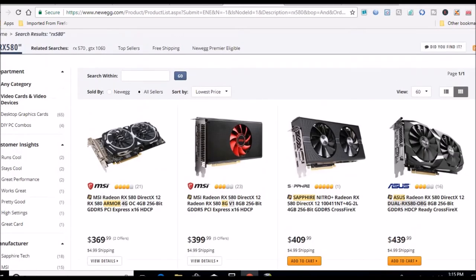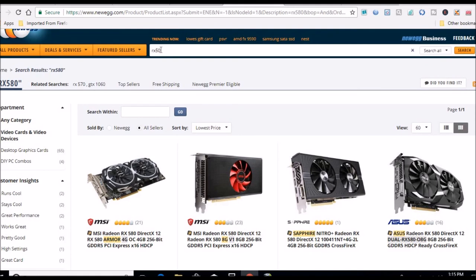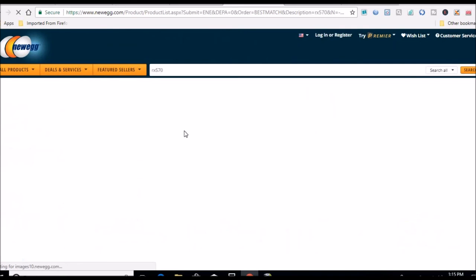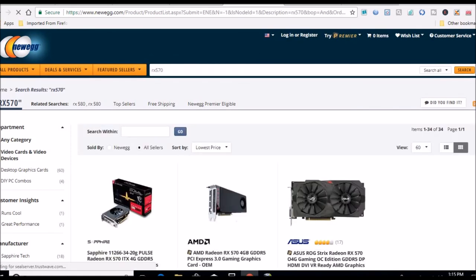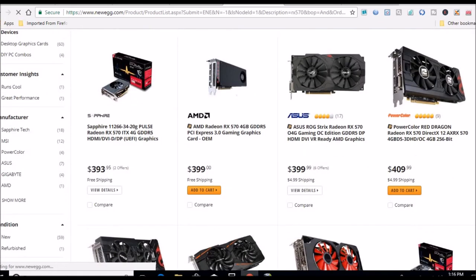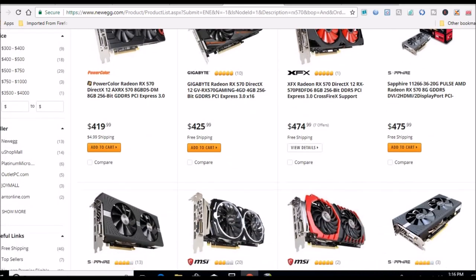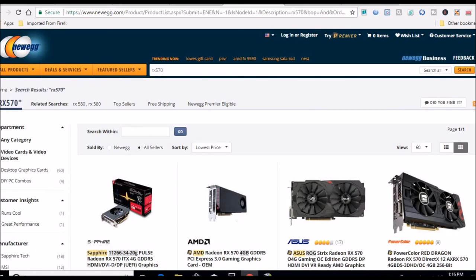So let me see what else we got on Newegg right here. Let's see what 570s we got real quick. All right, and we will sort it. I don't want to sort it by featured items. I want to sort it by the lowest price and see if there's any deals that'll pop up. 393. 570 4 gig, 393. I paid 359 for my 8 gig. And mine's a dual fan. So, not really seeing any deals here today, guys. So I guess I'll just have to keep looking, just like everybody else out there.